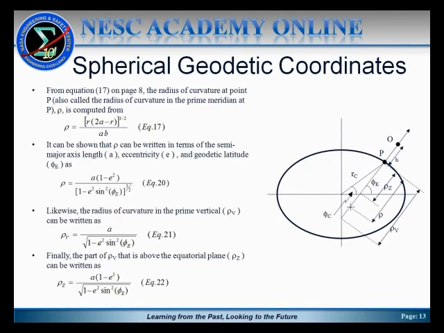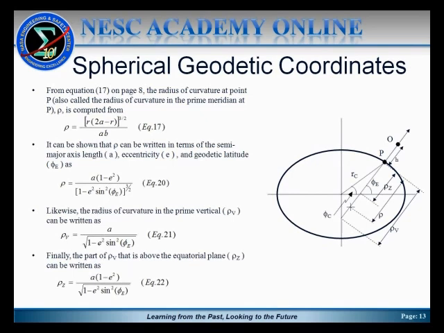After some fairly elaborate geometry and calculations and algebra, it can be shown that rho, as depicted in equation 17, can be written in terms of the semi-major axis length A, the eccentricity, and the geodetic latitude, phi sub e, as equation 20. So the radius of curvature in the prime meridian, rho, is equal to A times (1 minus e squared) divided by the quantity (1 minus e squared sine squared phi sub e) to the 3/2 power.